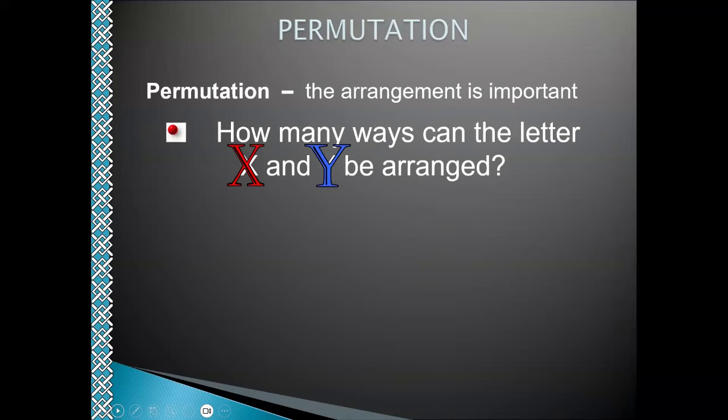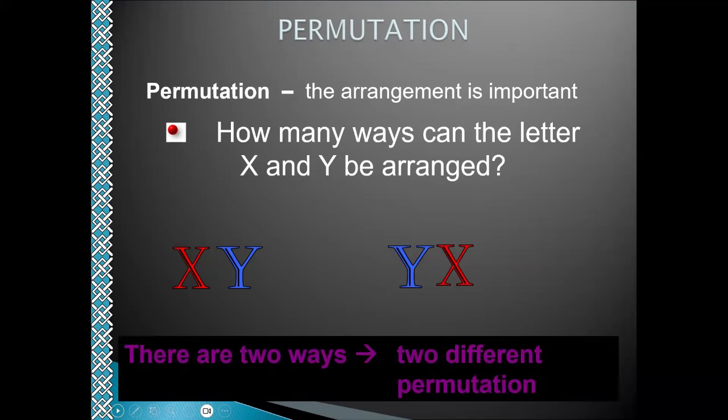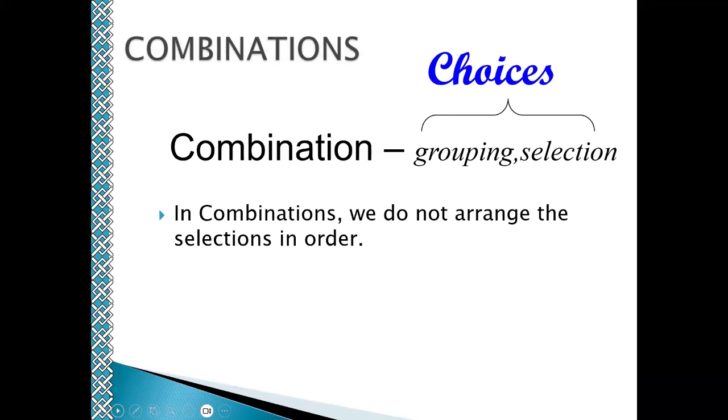How many ways can the letters X, Y be arranged? I can arrange X, Y, and I can also arrange Y, X. XY is one way of arranging, YX is another way of arranging. So there are two ways to arrange, right? So there are two different permutations.